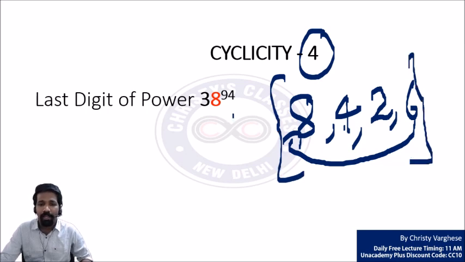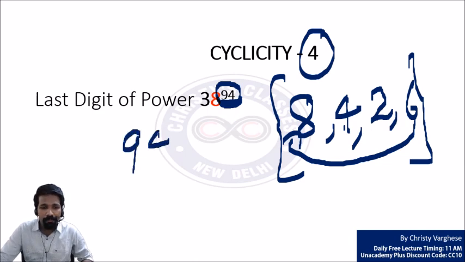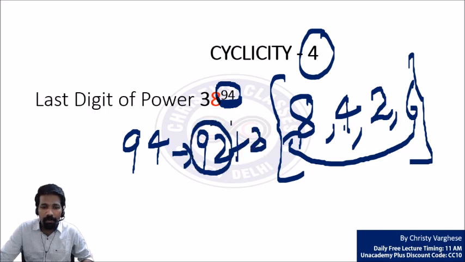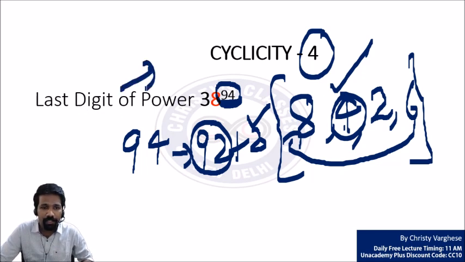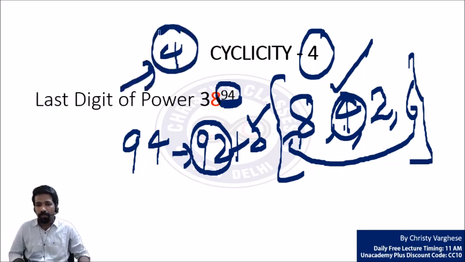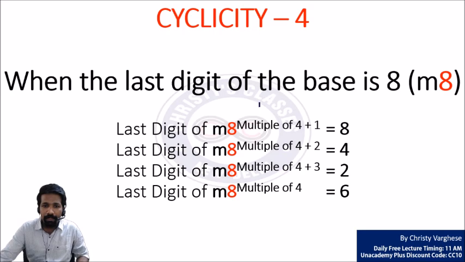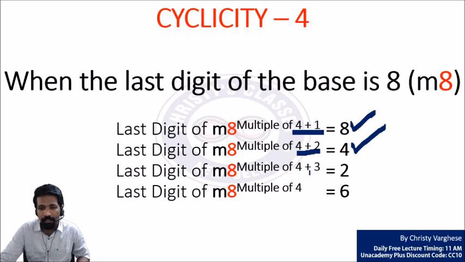Now we use the same technique as for the last 3 cases. Just think about the power 94. 94 is 92 plus 2, a multiple of 4 plus 2. Plus 2 means the second element, so 4 is the answer for this question. Summarizing: if it is a multiple of 4 plus 2, second element, that is 4. If it is a multiple of 4 plus 1, first element. Multiple of 4 plus 3, third element. Multiple of 4, fourth element.